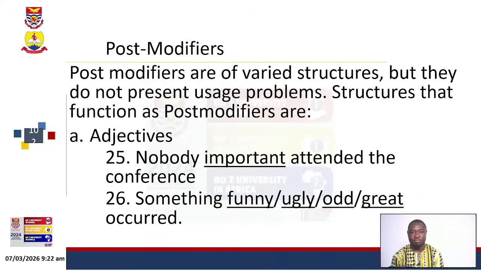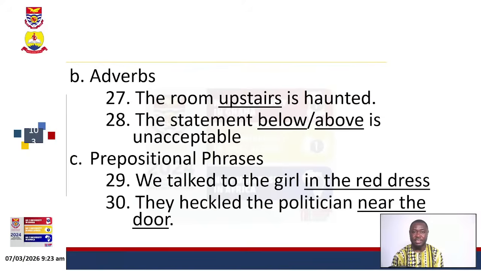Try. Now let's look at post-modifiers or post-modification. Post-modifiers are of varied structures, but they do not present usage problems like the pre-modifiers. Structures that function as post-modifiers are adjectives. Nobody important attended the conference. Oh, nobody important. Important is an adjective. It is post-modifying nobody. Something funny, ugly, odd, great took place or happened yesterday. So funny, ugly, odd, great are adjectives that post-modify something.